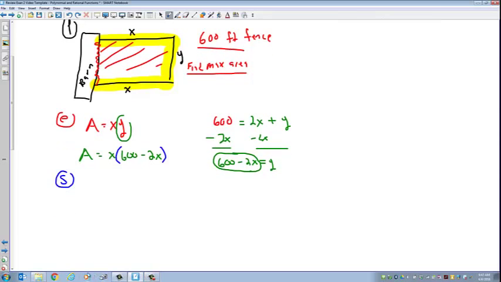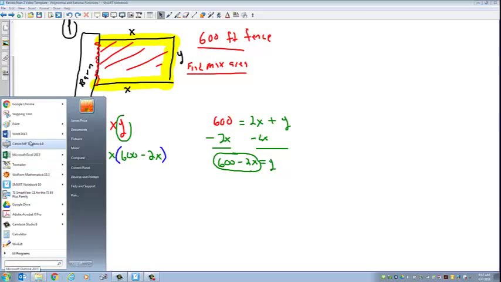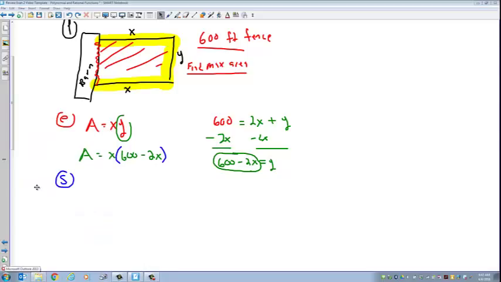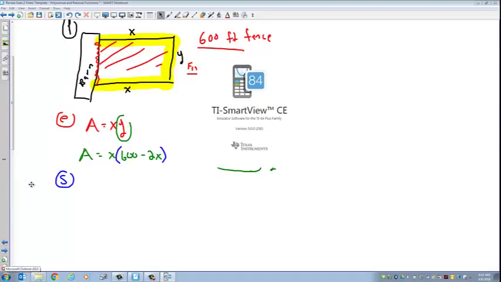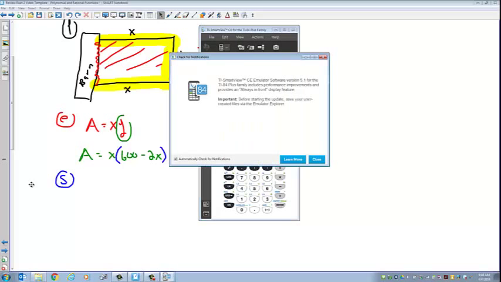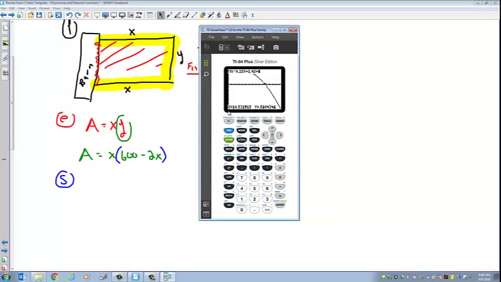to solve this. And so I need to open this up again. I guess I lost it. So let's open up the calculator. And you can hit y equals on your calculator as soon as you have it going. And then you're going to plug in that formula. So we'll hit y equals, and we'll clear this off. We have x, left parenthesis, 600 minus 2x, in parenthesis.